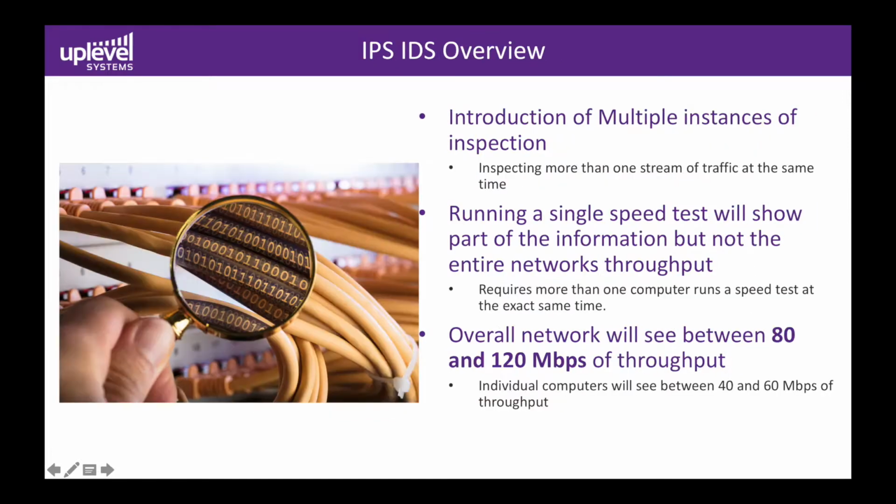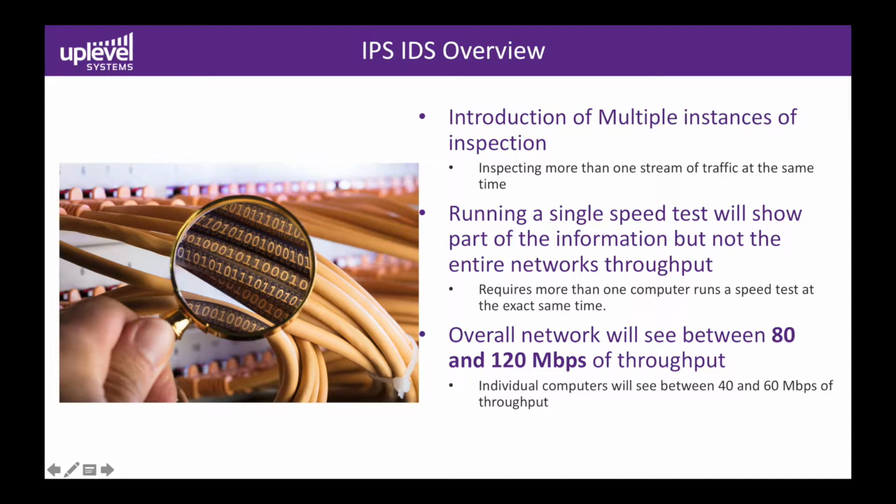First and foremost is going to be the IPS IDS throughput increase. With 3.0, we've now introduced multiple instances of IPS IDS inspection. What that means is we're now inspecting multiple packets at the same time, which increases the overall throughput. One thing to know about multiple instances of IPS IDS is that your normal speed test won't necessarily reflect the overall throughput of the network now.